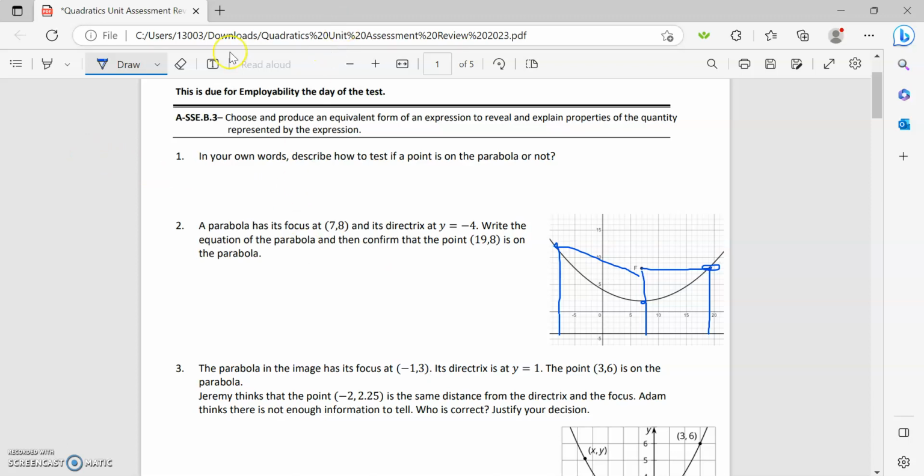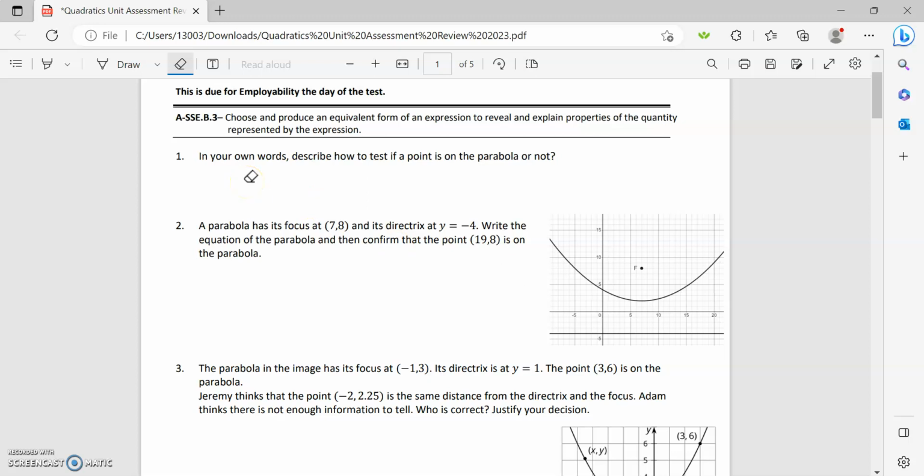So that's our definition. So in our own words, how do you test if a point is on the parabola? Well, it's actually really simple. You just simply go in and you say, does the distance from the point that I'm testing match from straight to the directrix and then straight over to the focus? If it is, then the point lies on the graph, on the parabola. If it doesn't match, then the point is not on the parabola.